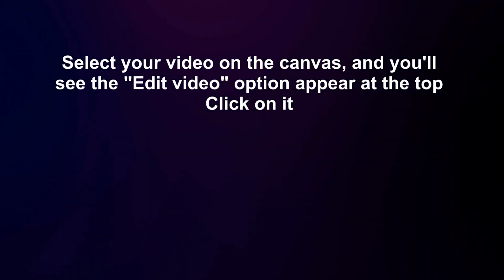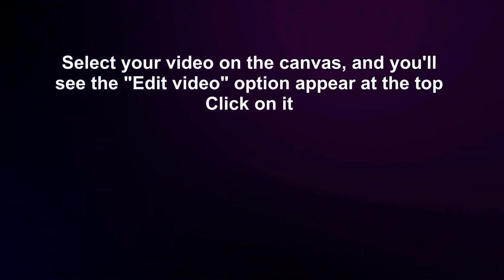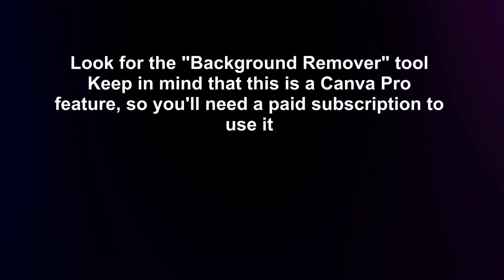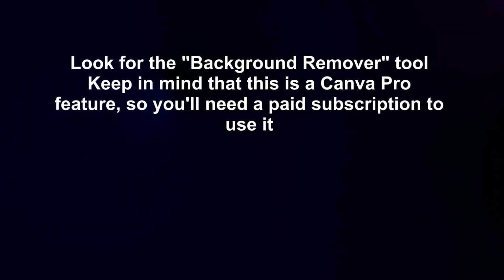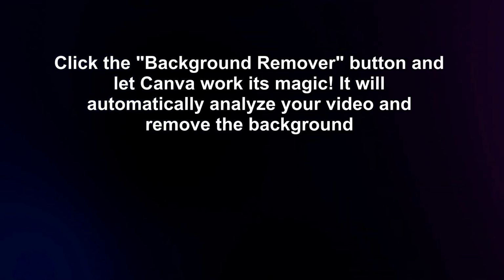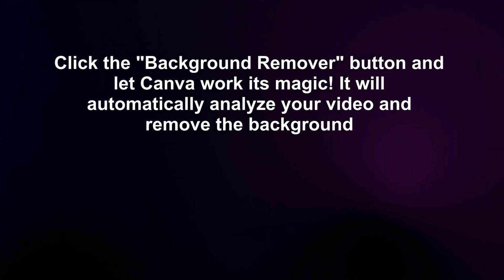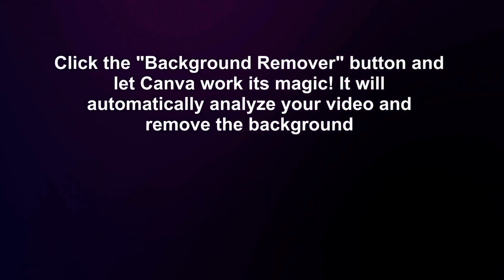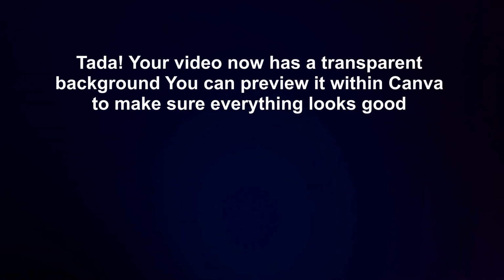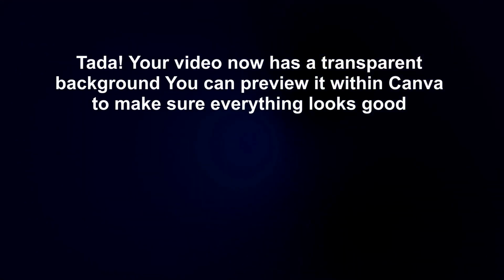Select your video on the canvas, and you'll see the Edit Video option appear at the top. Click on it. Look for the Background Remover tool. Keep in mind that this is a Canva Pro feature, so you'll need a paid subscription to use it. Click the Background Remover button and let Canva work its magic. It will automatically analyze your video and remove the background. Ta-da! Your video now has a transparent background.